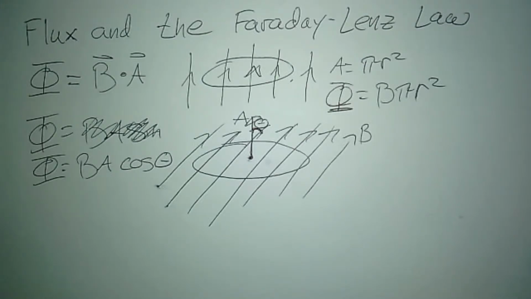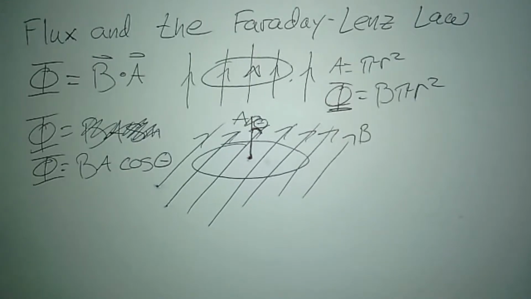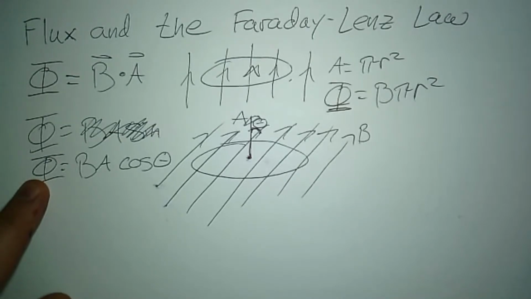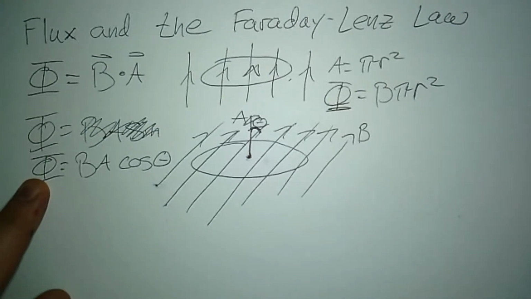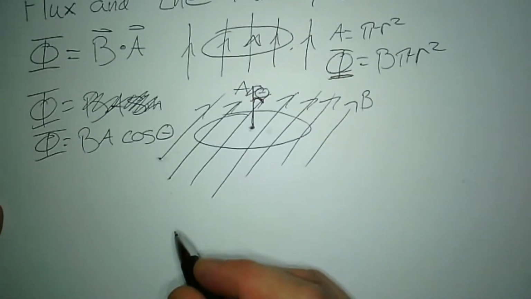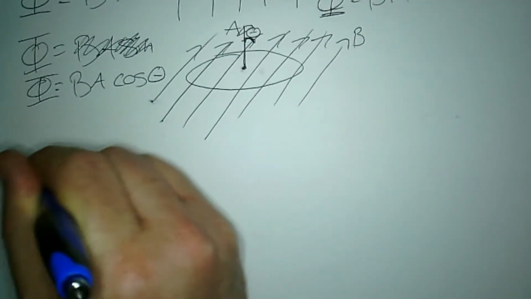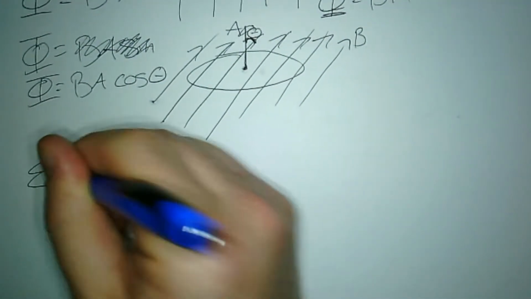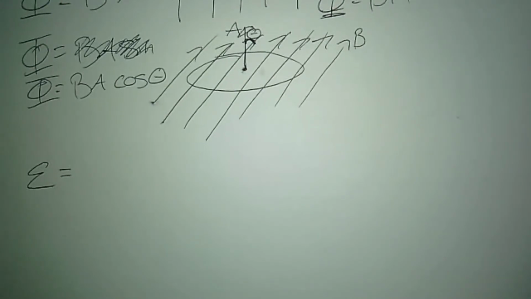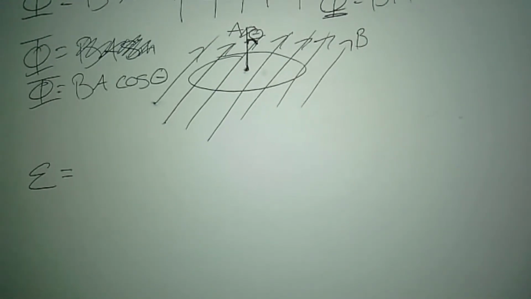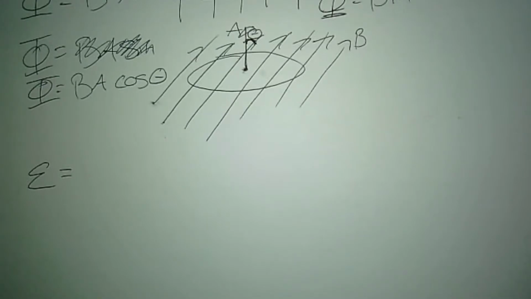Okay, so the only reason we really care about flux is because it's useful in the Faraday Lenz law. And the Faraday Lenz law is the thing that tells us that as we change the flux, we change the current induced and the potential induced in the wire. So let's write that down real quick. The Faraday Lenz law likes to use the EMF rather than saying voltage. They want to be really specific with what they're doing. So if you're inducing a potential, it is technically the EMF.